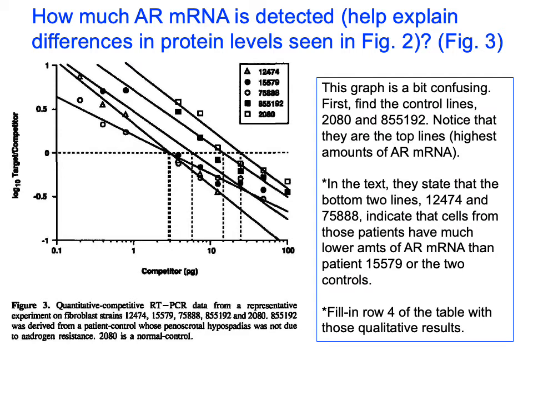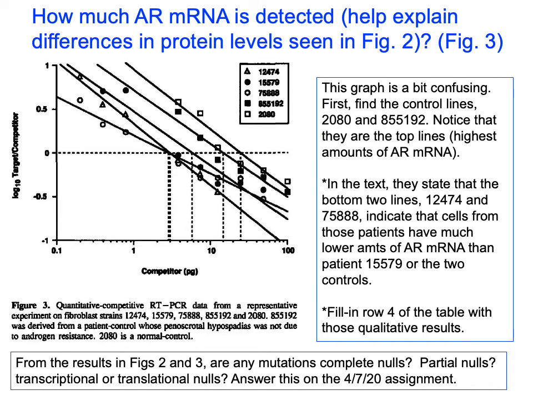First, you want to find the controls. So that's the 2080 and the 855192. These are the top 2 lines. So these have the highest amounts of the androgen receptor mRNA. So it's the unfilled square and the filled in square. And in the text, they state that the bottom 2 lines, corresponding to 12474 and 75888, that the cells from those patients have much lower amounts of the AR mRNA than patient 15579, which is in the middle, and much lower amounts than in the controls. So you can fill in row 4 of the table on your assignment with these qualitative results for RNA levels.